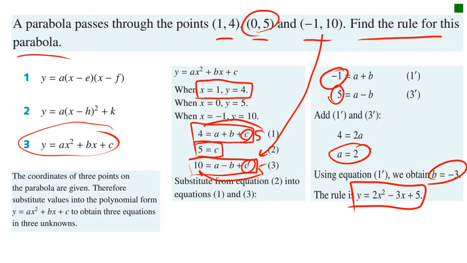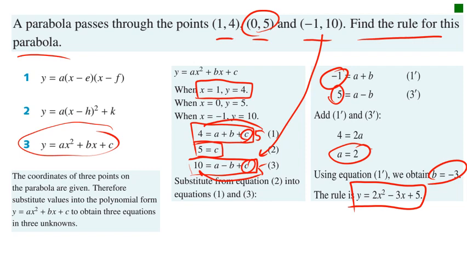And now, in this particular question, we've got 3 points. Now, they're not the x-intercepts this time, they're not the turning points, so they're just 3 random points on the parabola, and what we've got to try and do is to work out the equation. So our choice is going to be number 3 this time, because when we've got 3 random points, we just use the ax squared plus bx plus c.